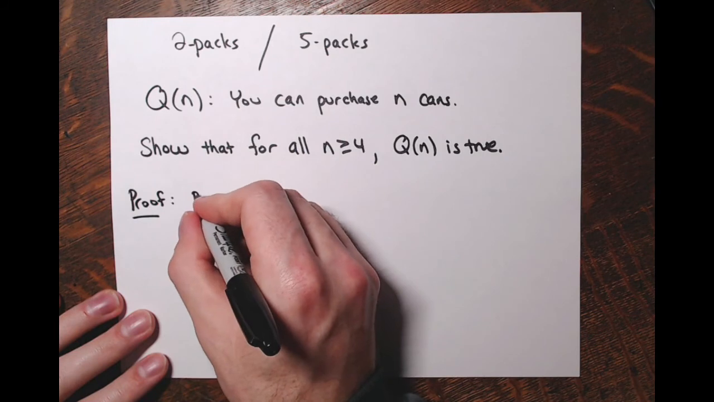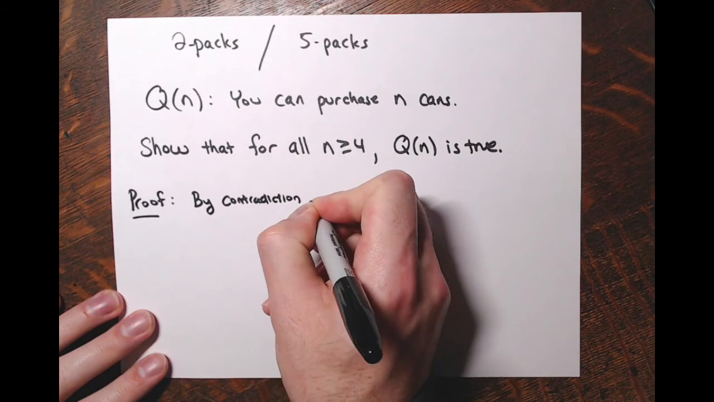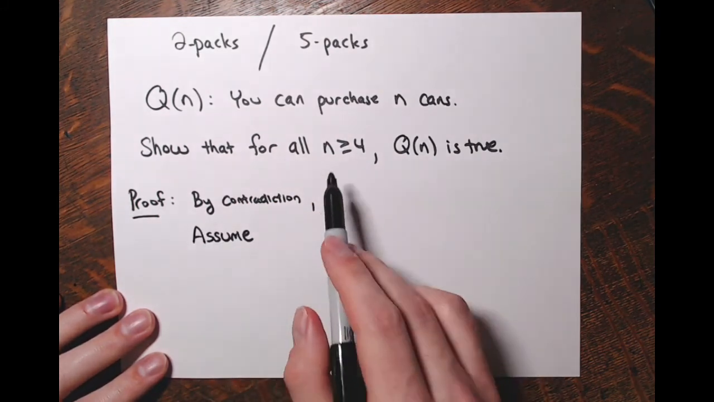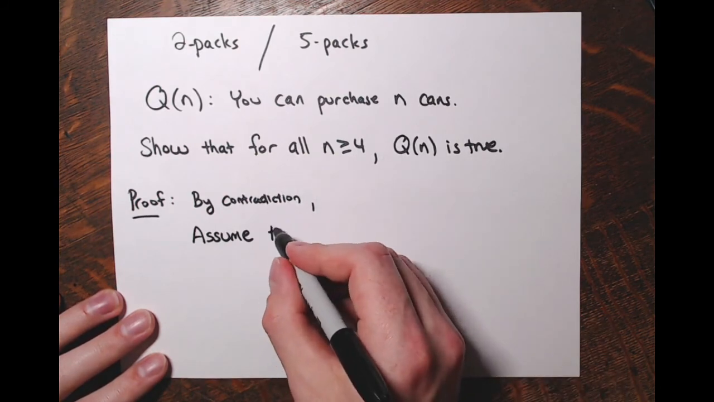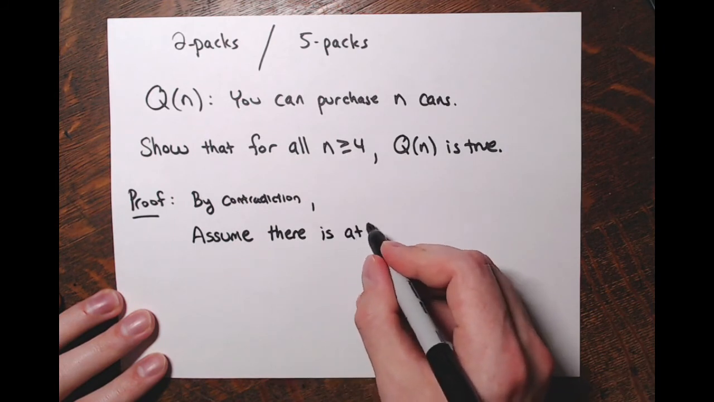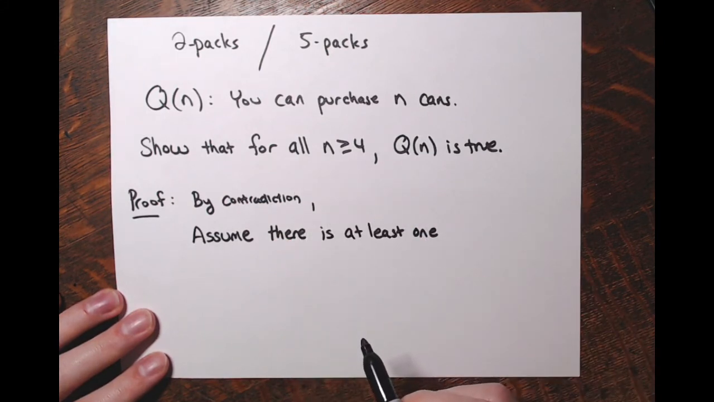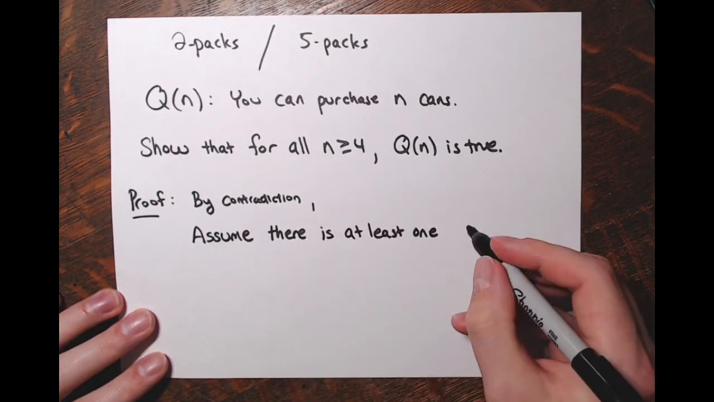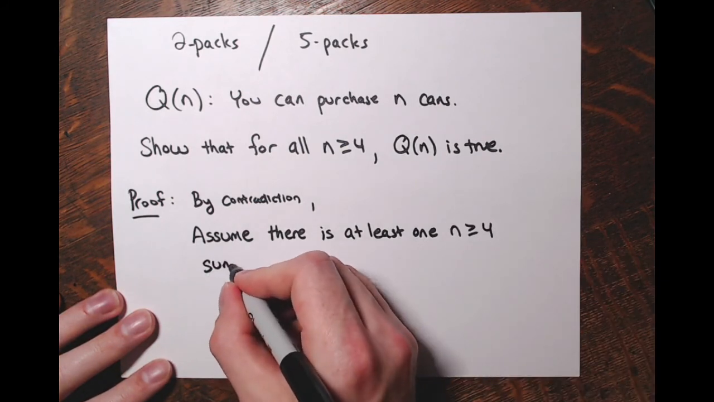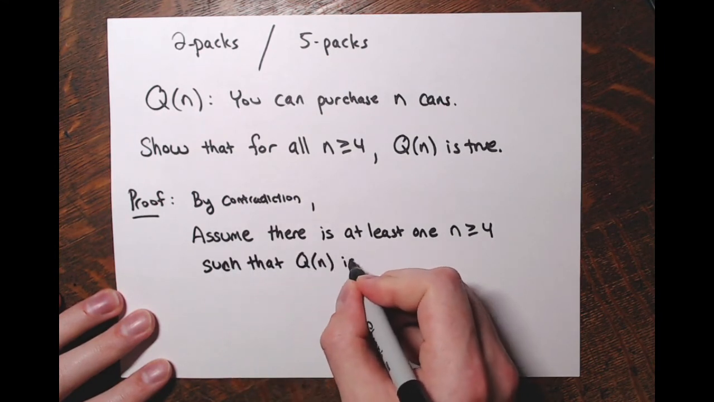So by contradiction, we're going to assume the opposite of this is true. The opposite of for all is there exists. Assume that there is at least one value n greater than or equal to 4 such that Q of n is false.